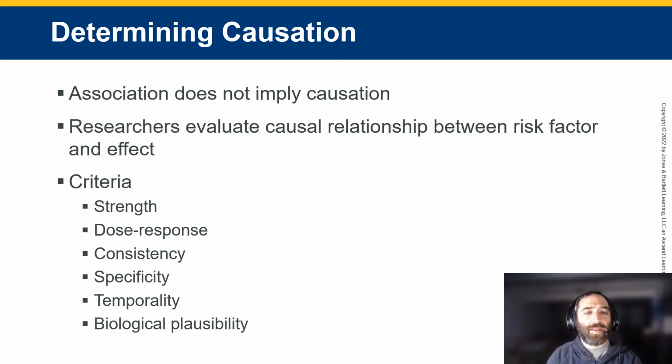All right, last slide here is about determining causation. Realize that saying that one thing causes another, from a medical standpoint, from an epidemiological standpoint, is really a high bar. It is very difficult to prove that one thing causes another. Association or correlation does not imply causation. And you could think of a lot of silly examples of this.